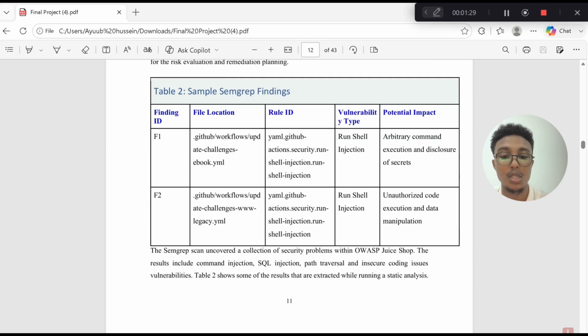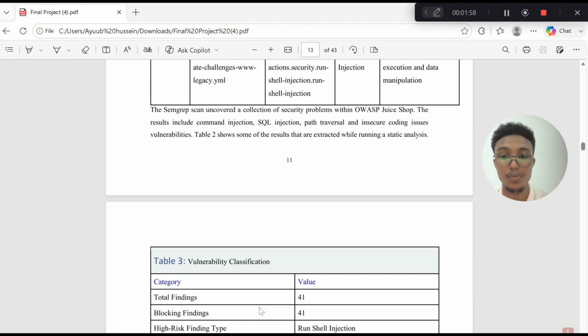This table shows some explanations of the vulnerabilities reported by SimGraph. The first finding was shell injection, which may allow attackers to execute malicious commands. The second finding was SQL injection, where users' input may be used to manipulate database queries. Another finding was path traversal, which could allow attackers to access files outside the intended directory. These examples show that SimGraph can detect different types of coding-related security issues.